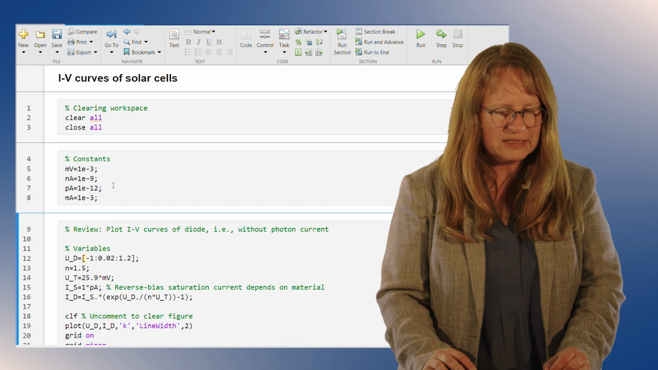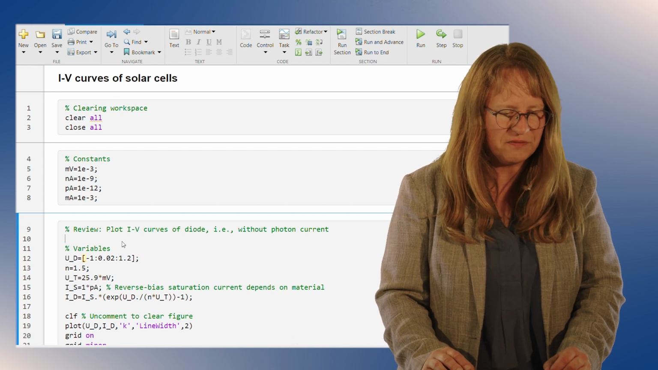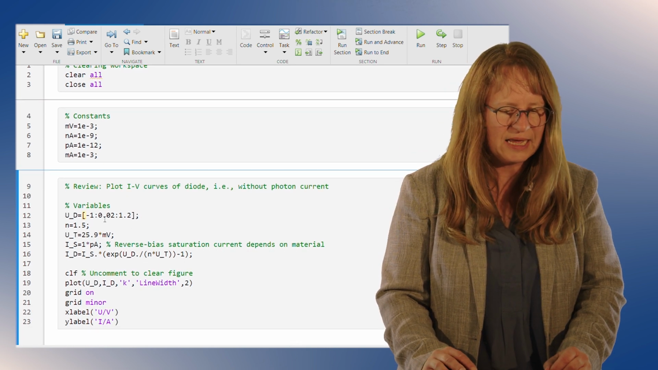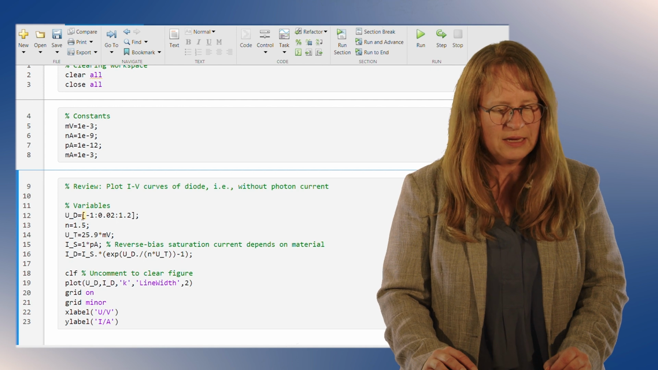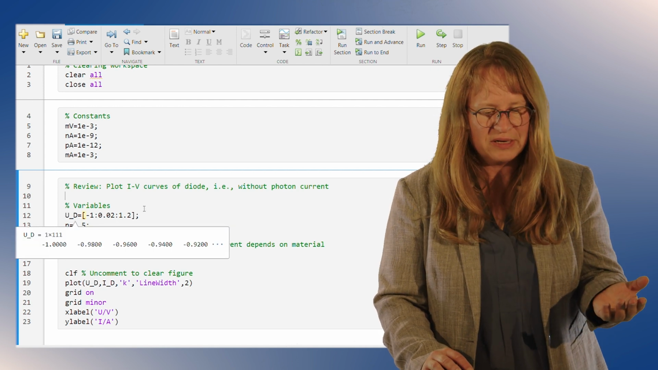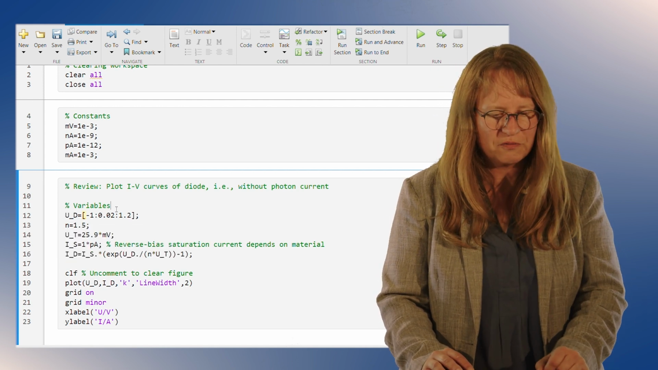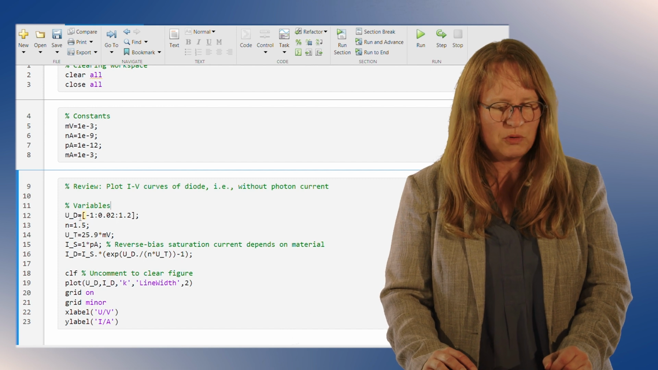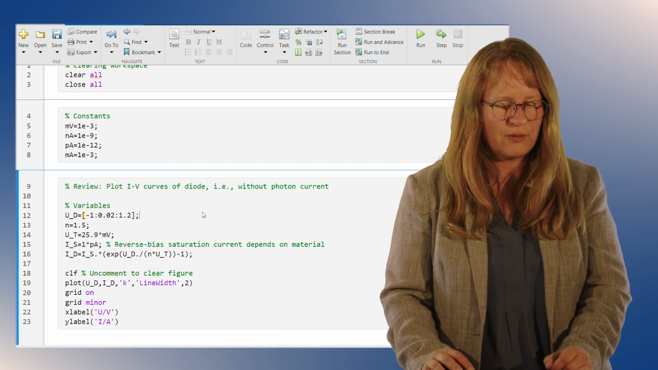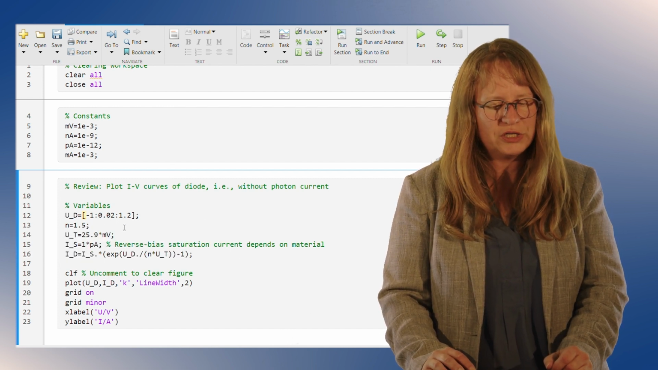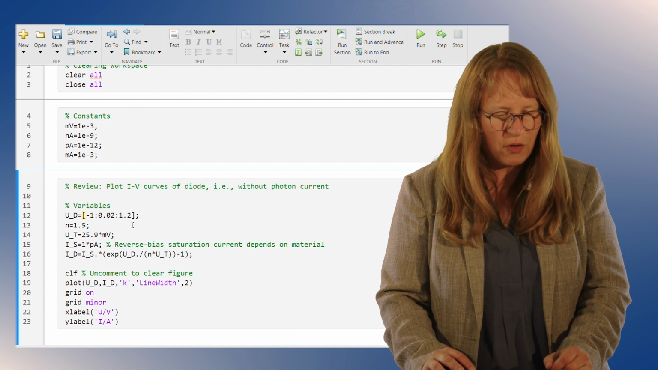After these definitions, I define my variables. First of all, I'm just looking at a simple diode without any photocurrent. So for the diode, I want to plot the diode characteristic from -1 volt to 1.2 volts.